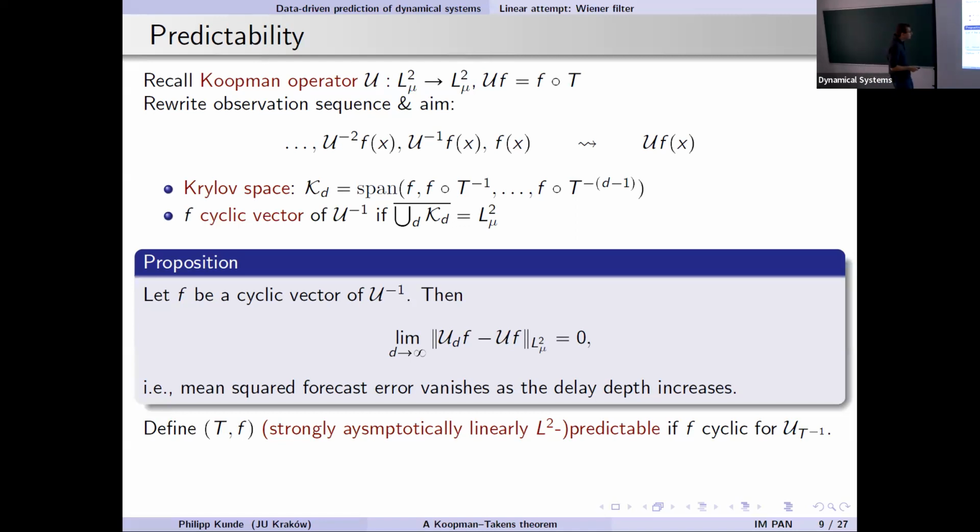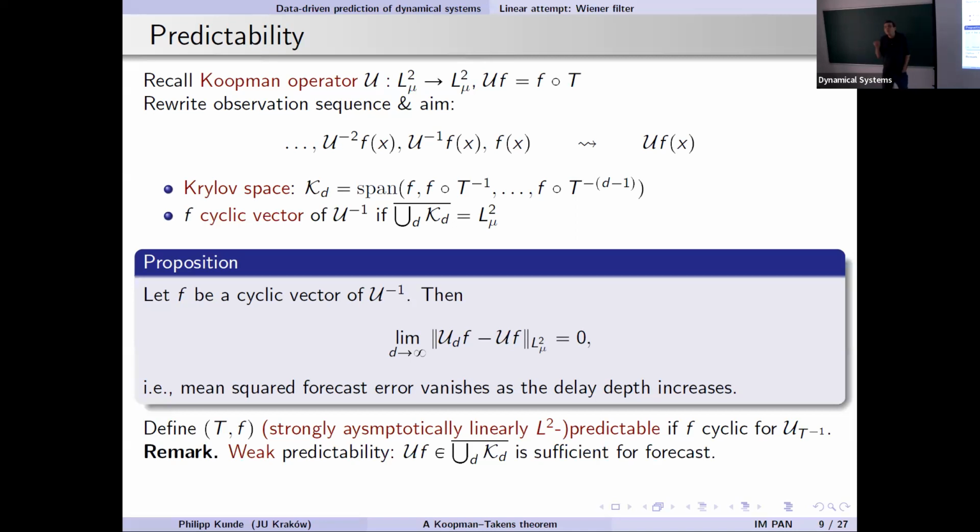And then the strongly we added because in some sense a weaker notion would also suffice for the prediction, namely, it would be good enough if you knew that your UF lies in this closure here. So maybe it's not necessarily the whole L2, but as long as you could guarantee that your UF always lies in that, you could also make the forecast error go to zero. So that's why we have this weaker notion of weak predictability. The difference to that is what we call strong. Depending on the time, I might say a couple of words on weak predictability, but we focus on strong predictability in the main part of the talk.